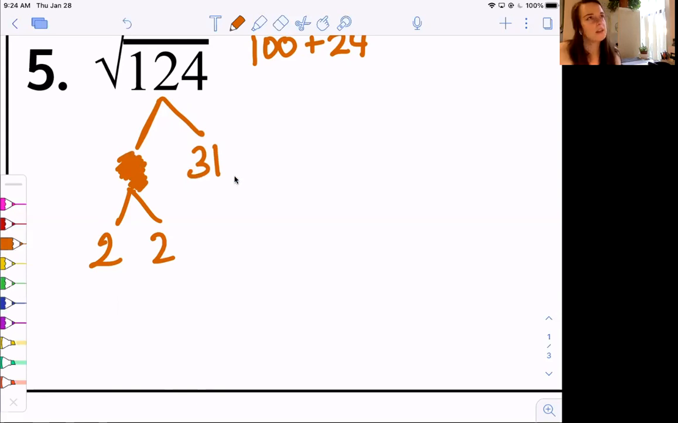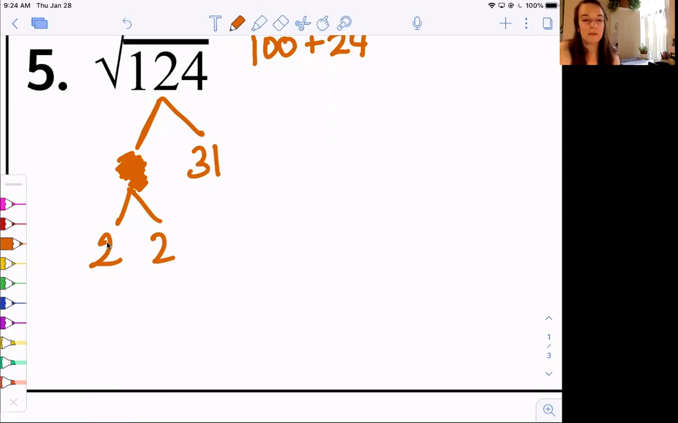31, not divisible by 2, not by 3, not by 4. Since it's not divisible by 2, we can't divide by any even numbers. So 7, no. 9, no. 11, no. 13, no. 15, no. 17, no. Okay, so I know that it is not divisible by those numbers, so it is a prime number.